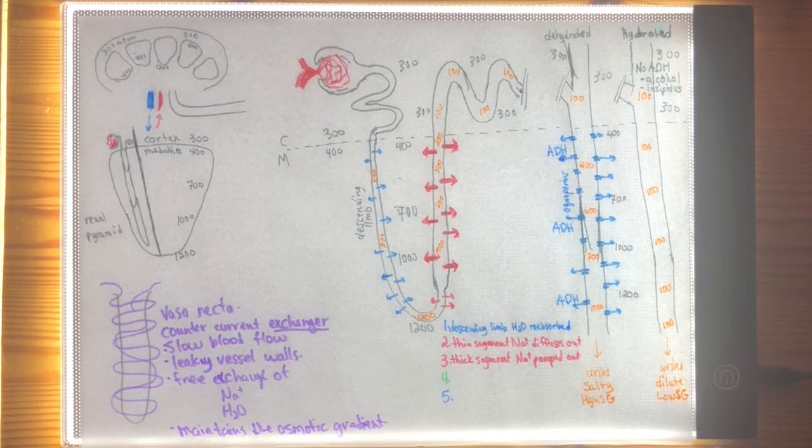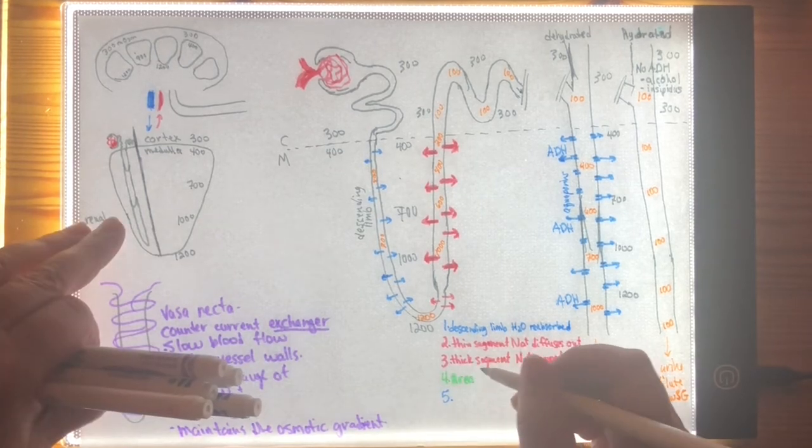all of that salt. And the salt is diffused out in the thin segment and then pumped out in the thick segment of the ascending limb, and all that salt coming out of there is what allows for that increasingly salty, increasingly high osmolarity inside of the deep medulla.